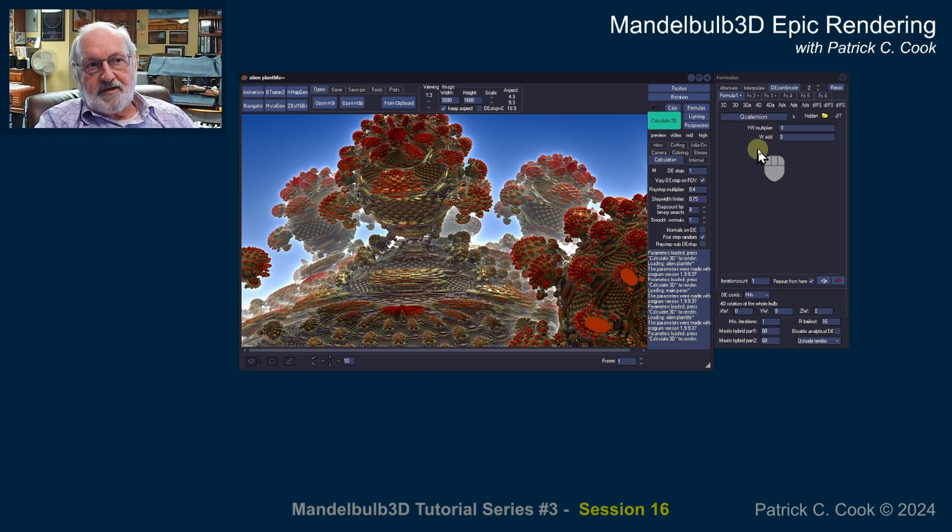If we just look at the formulas here, Formula 1 is a quaternion. Formula 2, integer power. That's the default bulb. You can see the bulb in here. Formula 3 is a transform polyfolding.